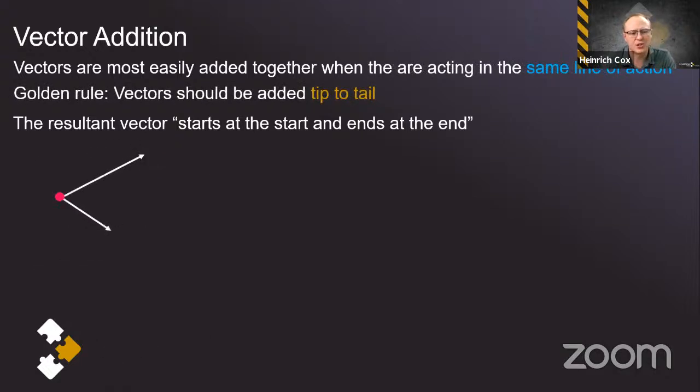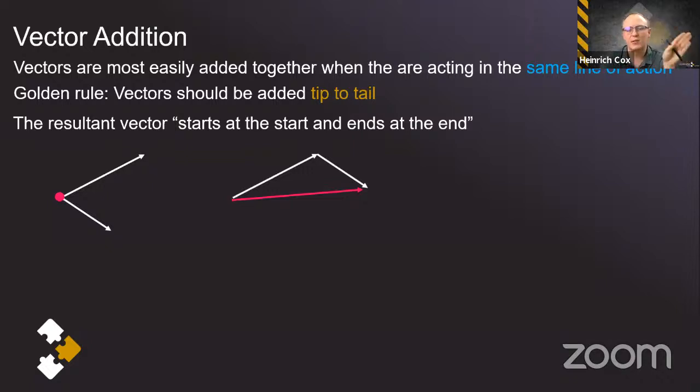Okay, so it's easy if they're in the same line of action, but what if they're not? So let's say, for example, we've got these 2 vectors acting on that point there. How on earth can we find the resultant vector? Well, fortunately, the rules don't change. So if we want to add these vectors together, we can draw them tip to tail, and then the resultant vector starts at the start of the first one and points towards the tip of the second one, right?